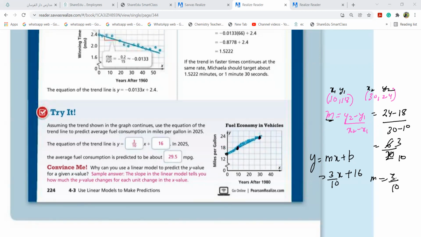Till here, did you get it? Maria, did you get this? Till here, sure? Then after m, I substitute m here, 3 over 10. b means what crosses the y-axis. What is crossing the y-axis? This point, this is 16. That's why I wrote 3 over 10 x plus 16. Did you get it now?